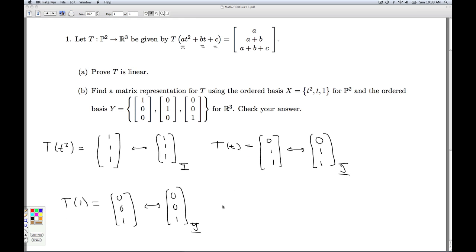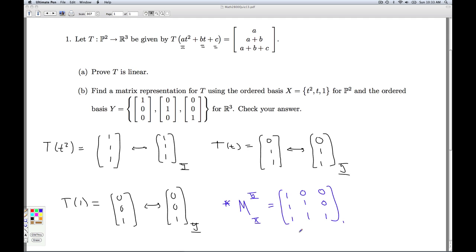So what's this tell me? The matrix representation for this linear transformation using the basis x for the domain and y for the codomain is 1, 1, 1; 0, 1, 1; 0, 0, 1.